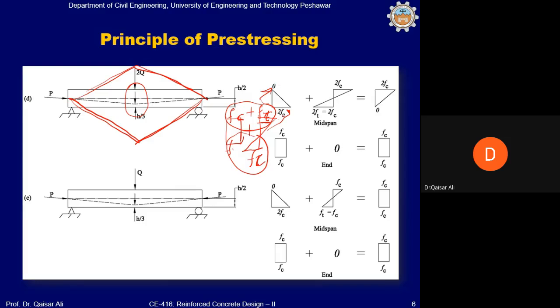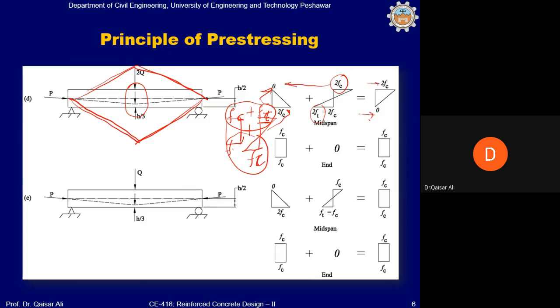Okay. Now, when the 2q load is applied, we have 2FC compressive stresses in the upper part of the beam and twice of that tensile stresses in the lower part of the beam. So that when this 2FC is added to this, it will give us 2FC, and 2FC, this will give us 0.